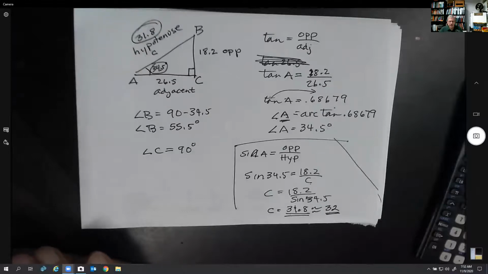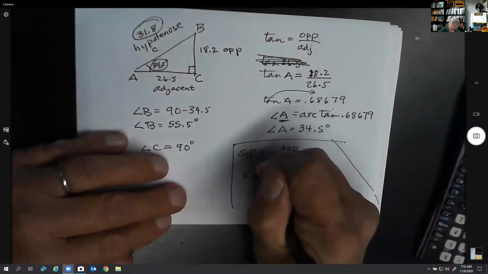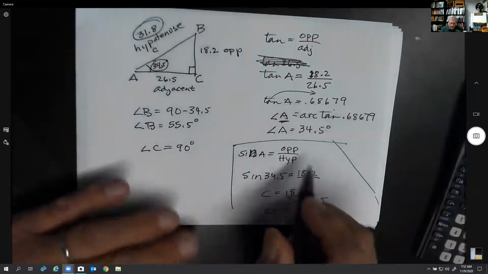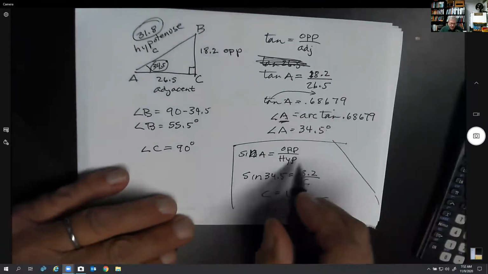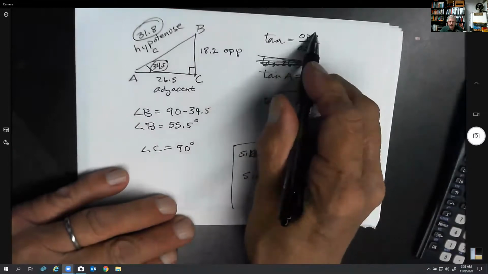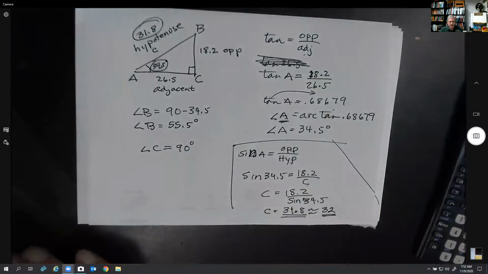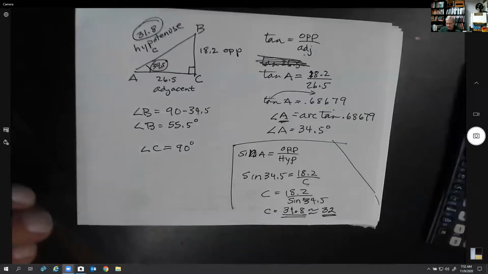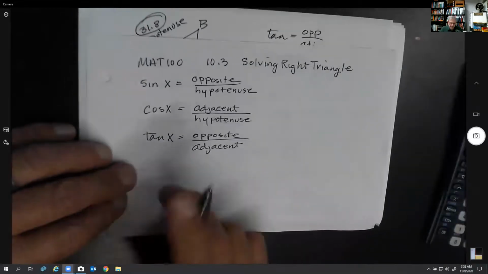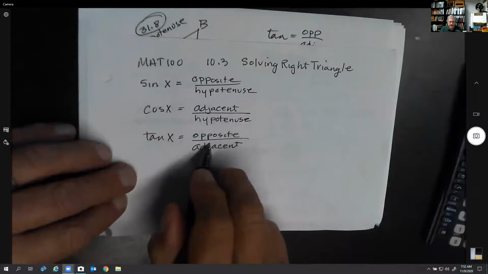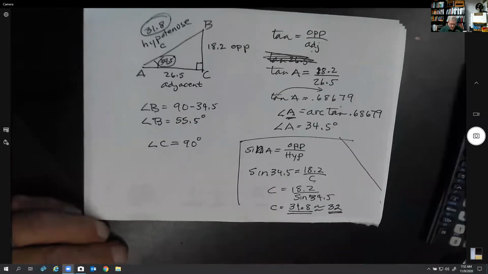So here we had to use different functions. Here we used the sine, opposite over hypotenuse. Here we used the tangent, opposite over adjacent. That's why we need to know those trigonometric ratios for the sine, the cosine, and the tangent, because they make a difference.